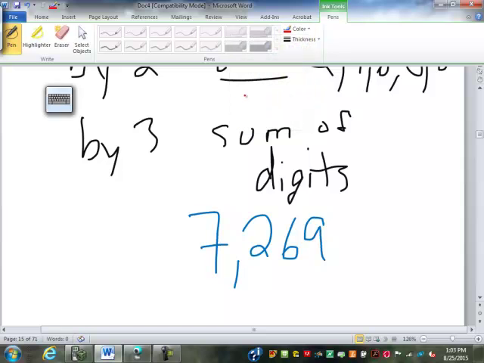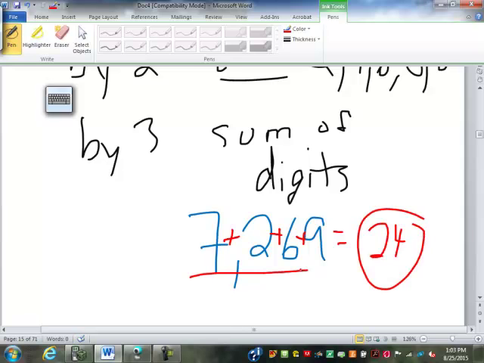Well, I add the digits. I sum up the digits. What's 7 plus 2? 9 plus 6? 15 plus 9 is 24. Is 24 divisible by 3? Yeah, so 7,269 is divisible by 3.